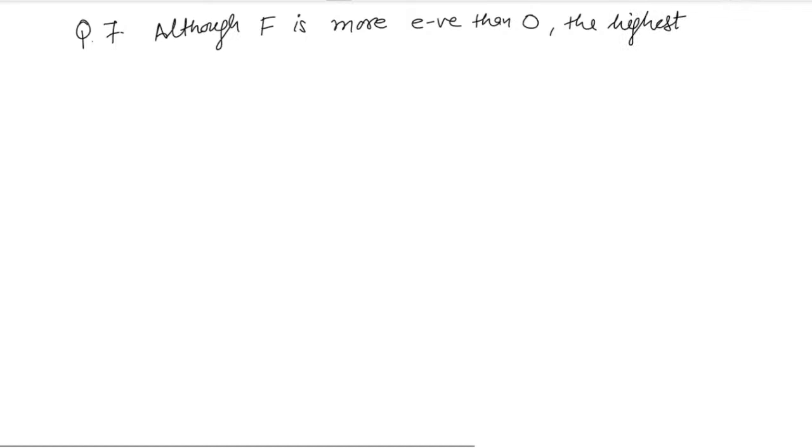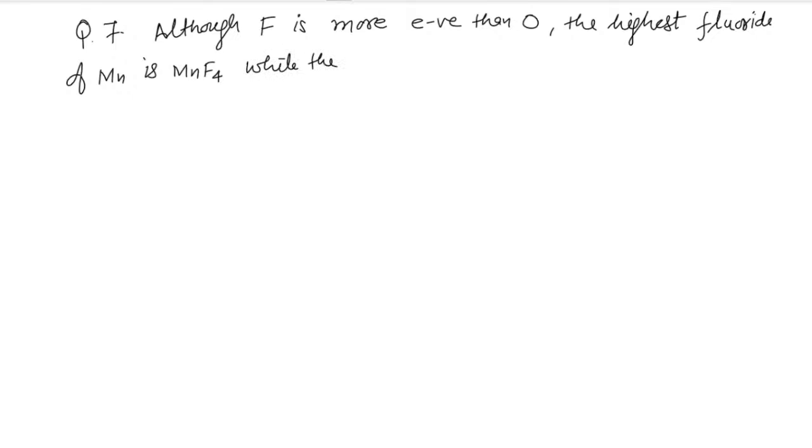Although fluorine is more electronegative than oxygen, the highest fluoride of manganese is MnF4, while the highest oxide is Mn2O7. What is the reason?